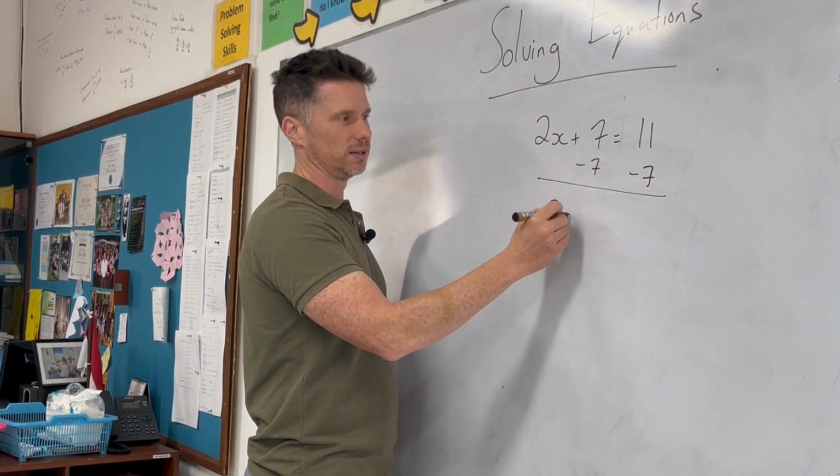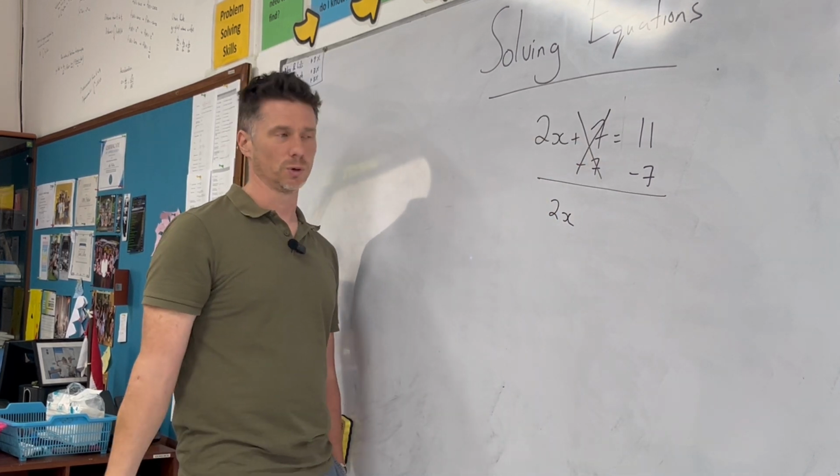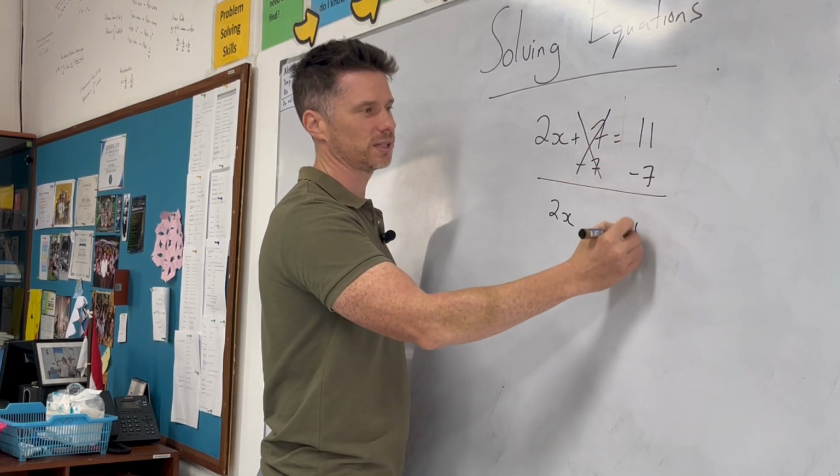2x is still here. 7 take away 7 is now gone because it's 0, and I don't write 0. The equal sign is still here. 11 take away 7 is 4.